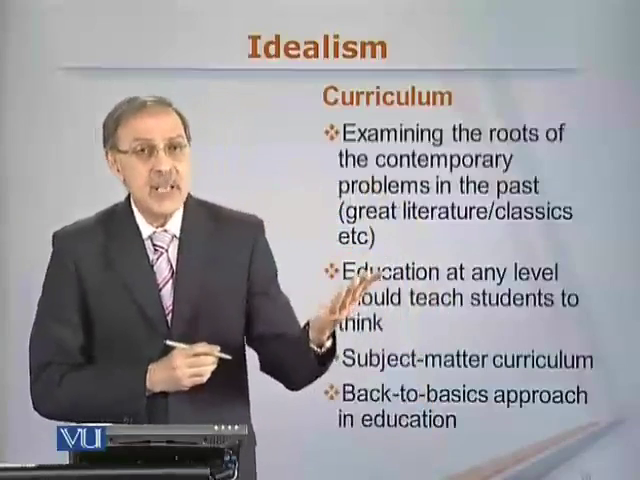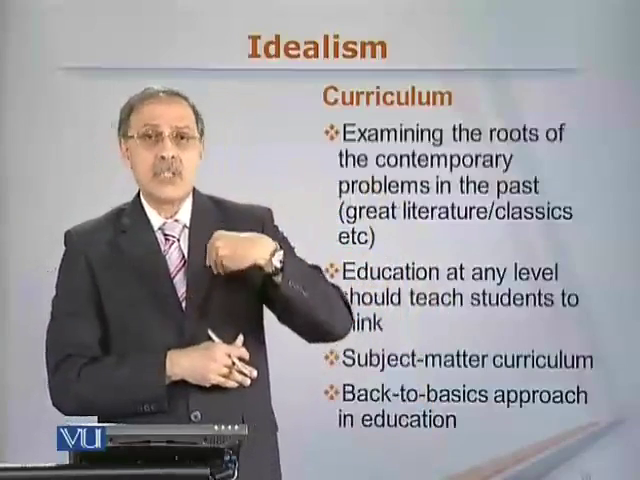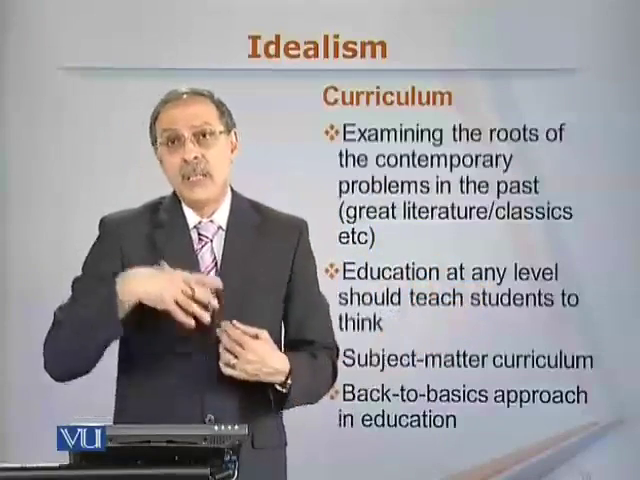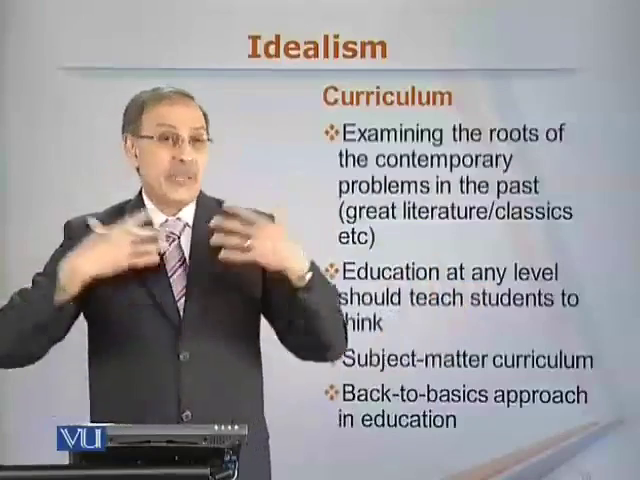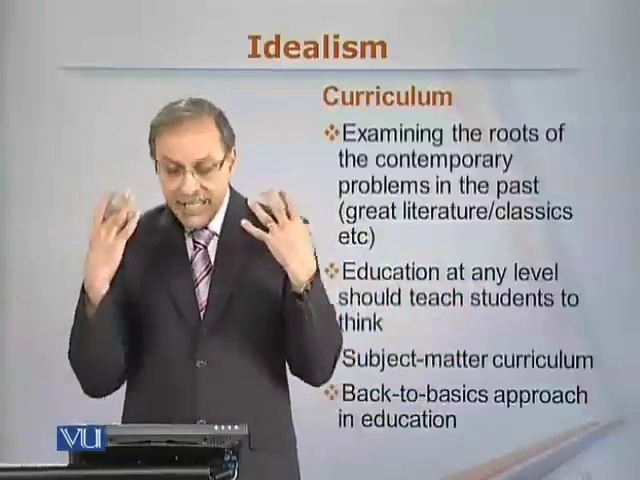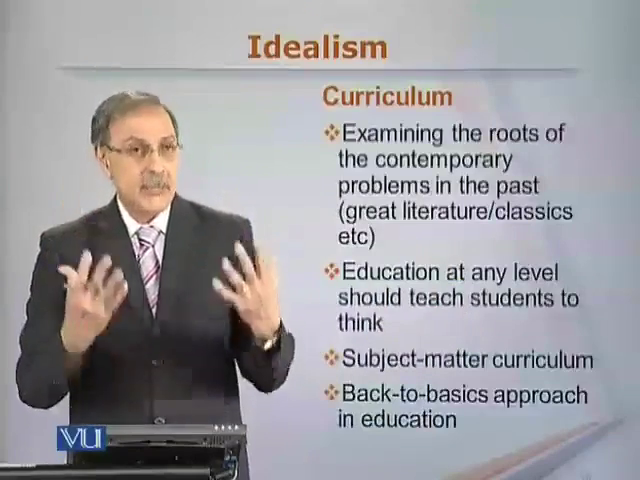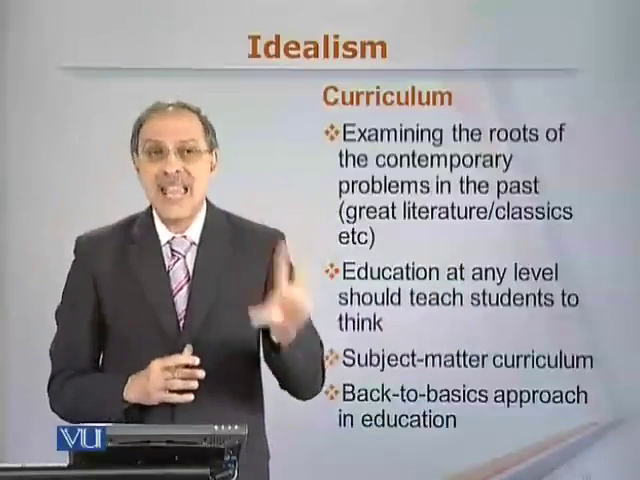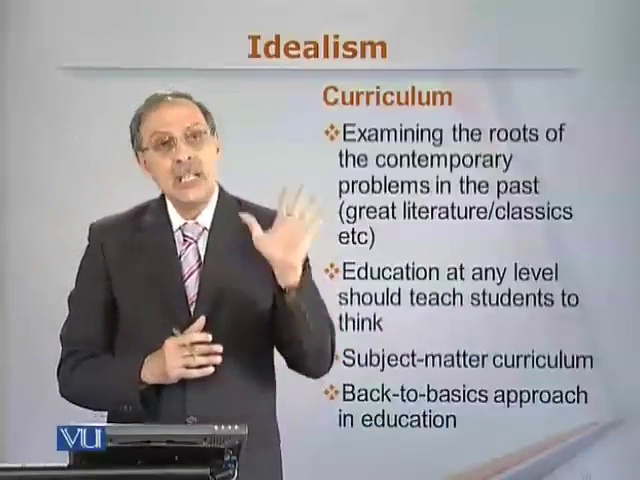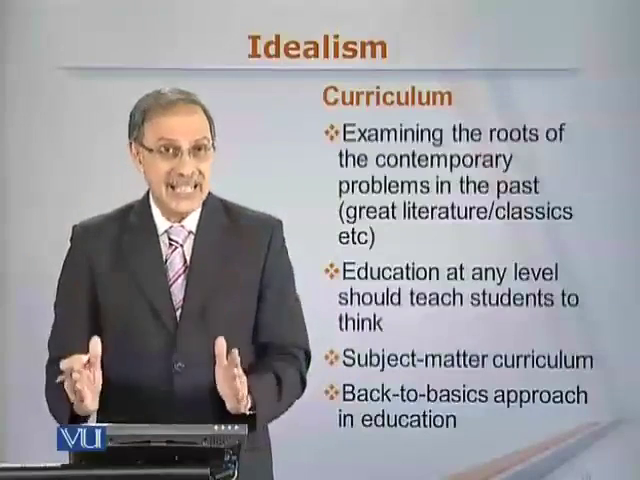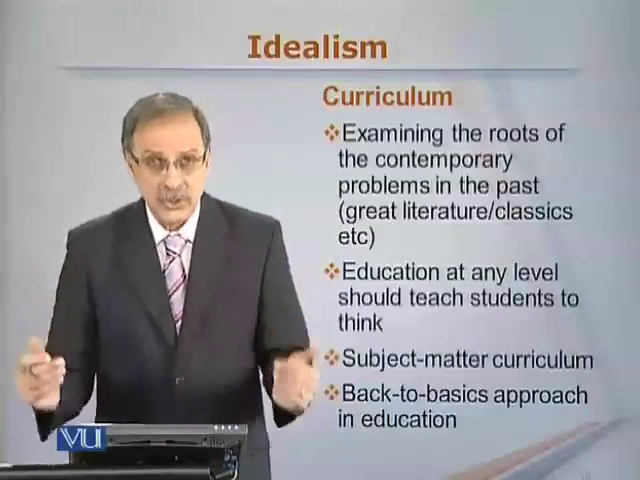So if an idealist person thinks a class 1 student should be doing 9 subjects, well, that's what the class 1 student will be doing. Or a class 10 student should be doing 12 subjects, then the class 10 student will be doing 12 subjects. They're subject matter curriculum. They're subject oriented. The focus is content, what to teach. The focus is not the student for the idealist in designing the curriculum.